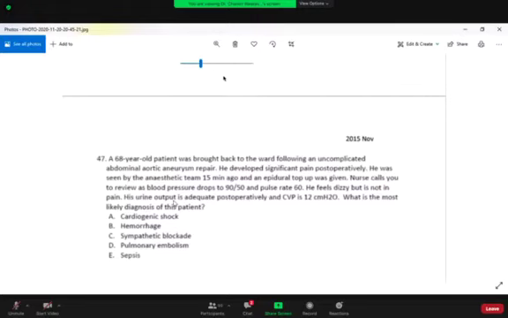Now, urine output is adequate. CVP 12. What does this mean? CVP is 12. Does it mean anything or does it mean nothing?